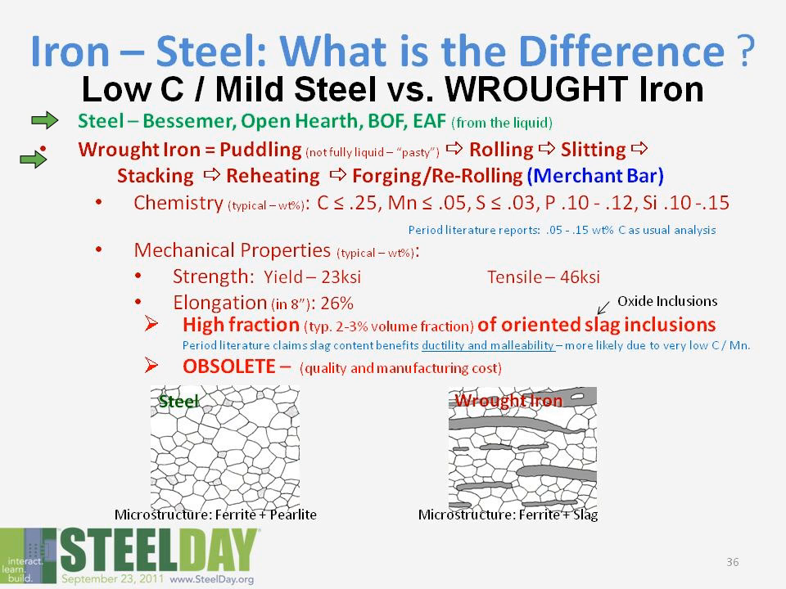Whereas wrought iron is really the product from the puddling furnace. Basically, it was never fully liquid. It was a pasty thing. It goes through a series of processing from rolling, slitting, stacking, reheating, reforging. So it's really a wrought or a hammered structure. The chemistry is very similar again to low carbon, mild steels, less than 0.25% carbon.